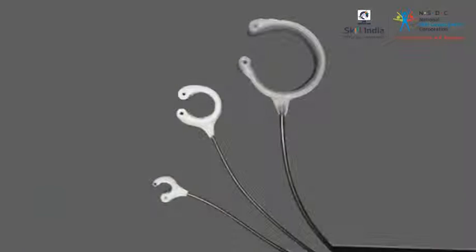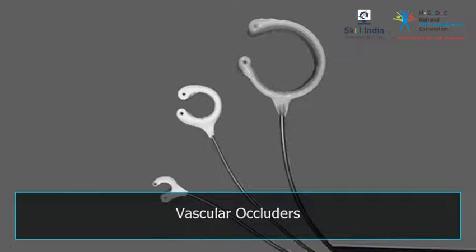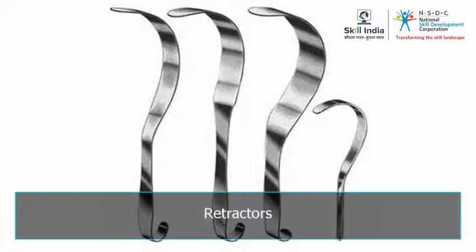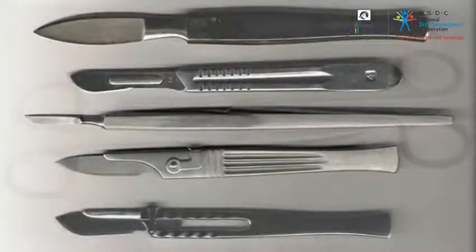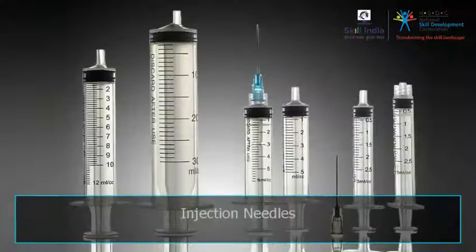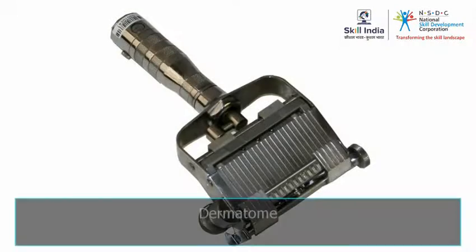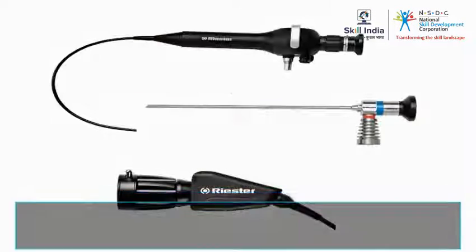Some of the common surgical equipment include instruments such as forceps, hemostat, vascular occluders, retractor, scalpel, medicine-borne scissors, injection needles, dermatome, and endoscope.